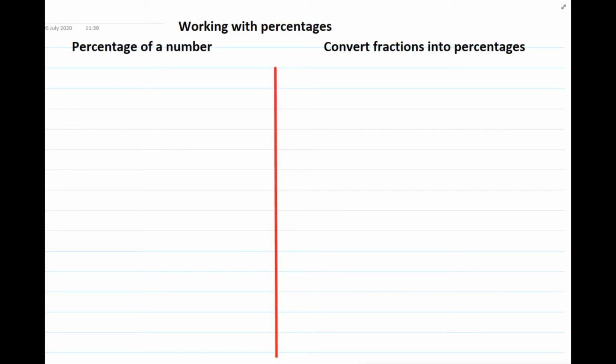Hi, this is a quick video just to show very briefly how to make some simple percentage calculations. Here in the left-hand column, how do we work out the percentage of a number? How do I work out, say, 4% of, let's say, the number 16?